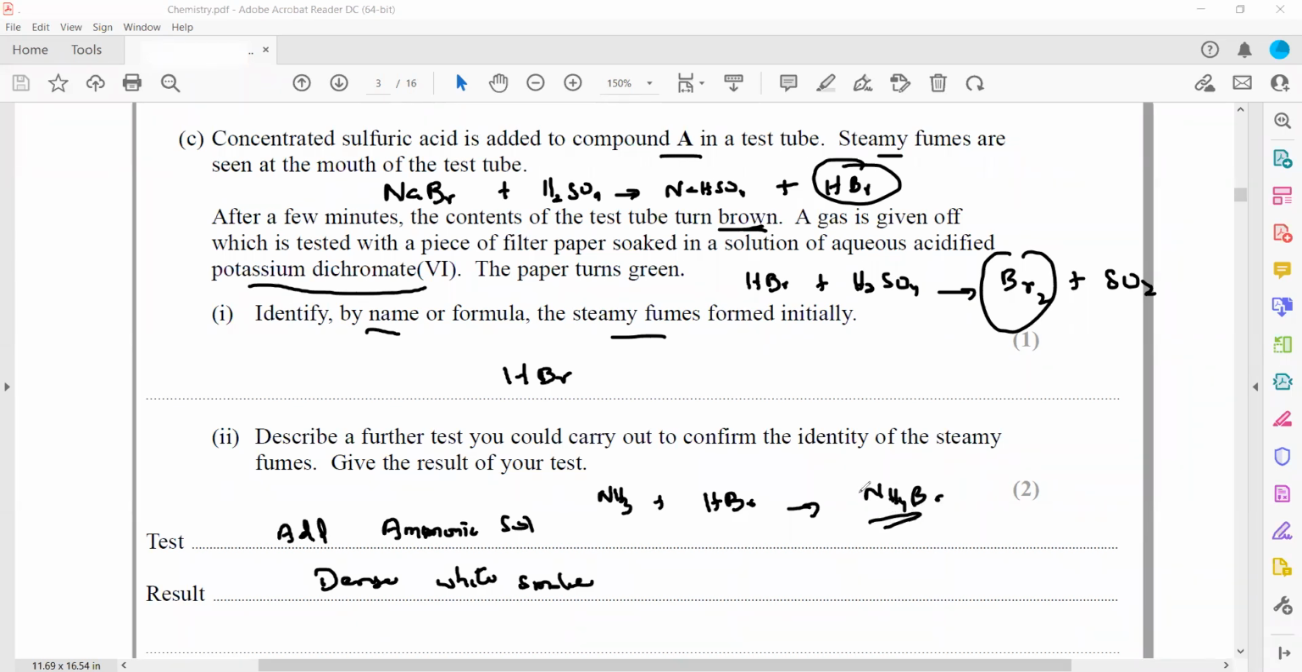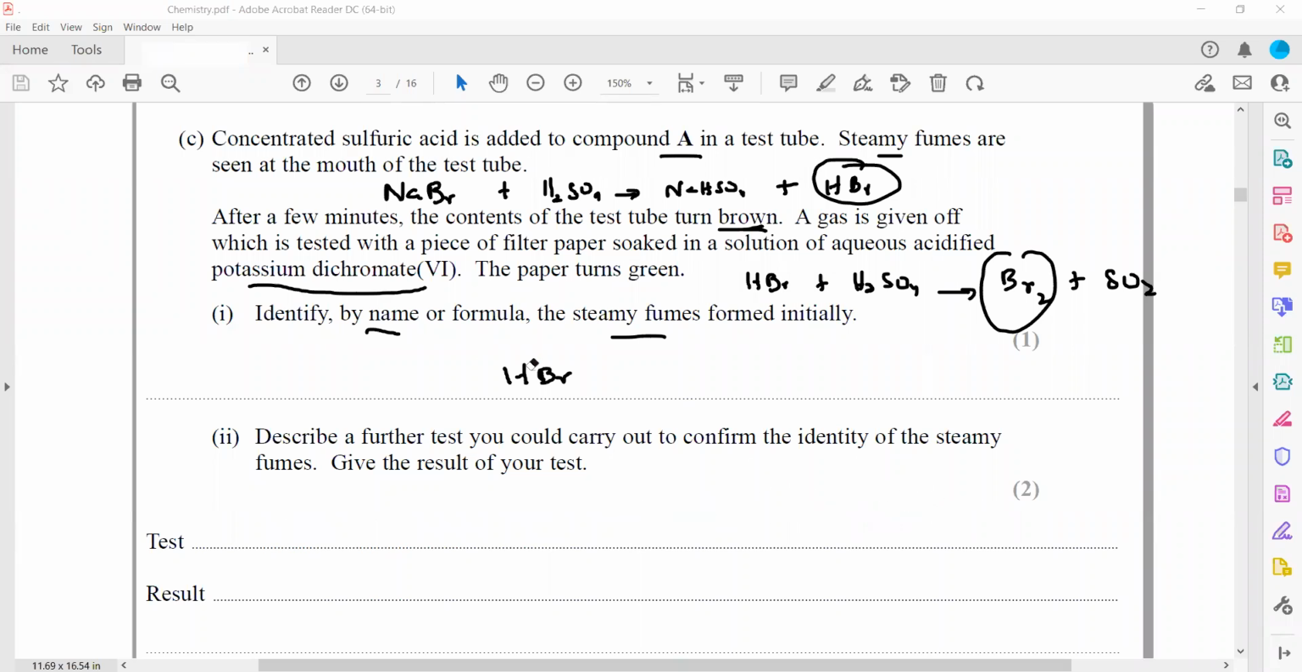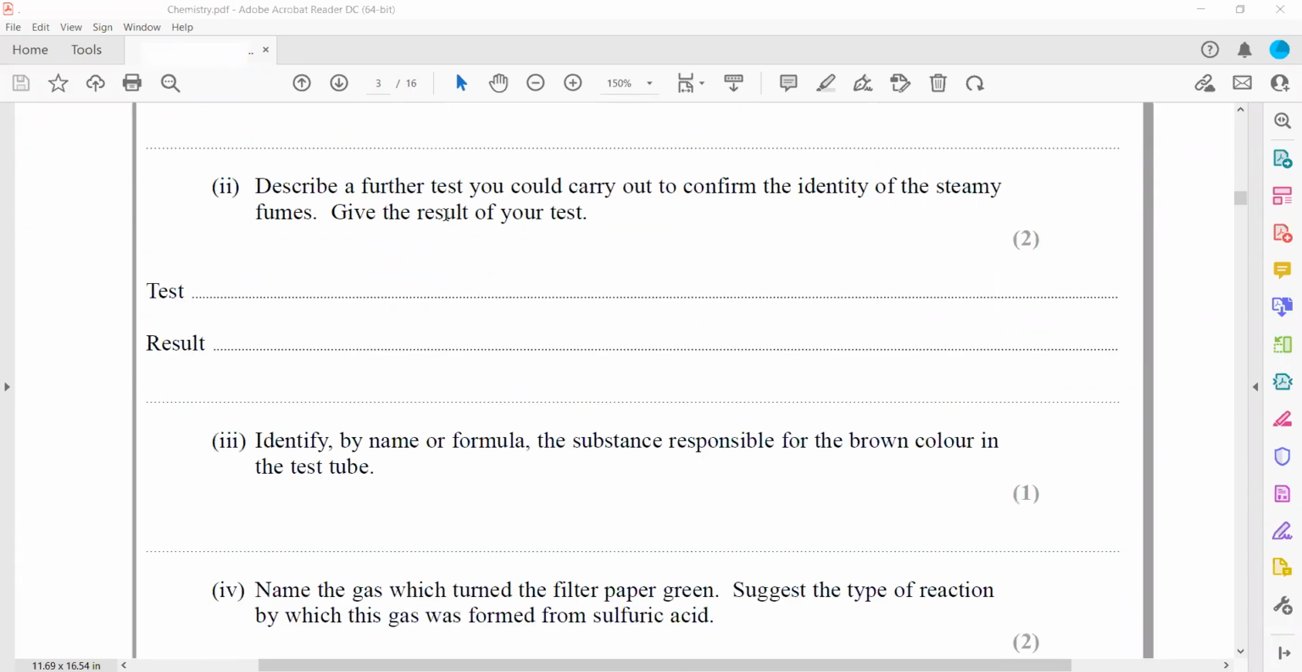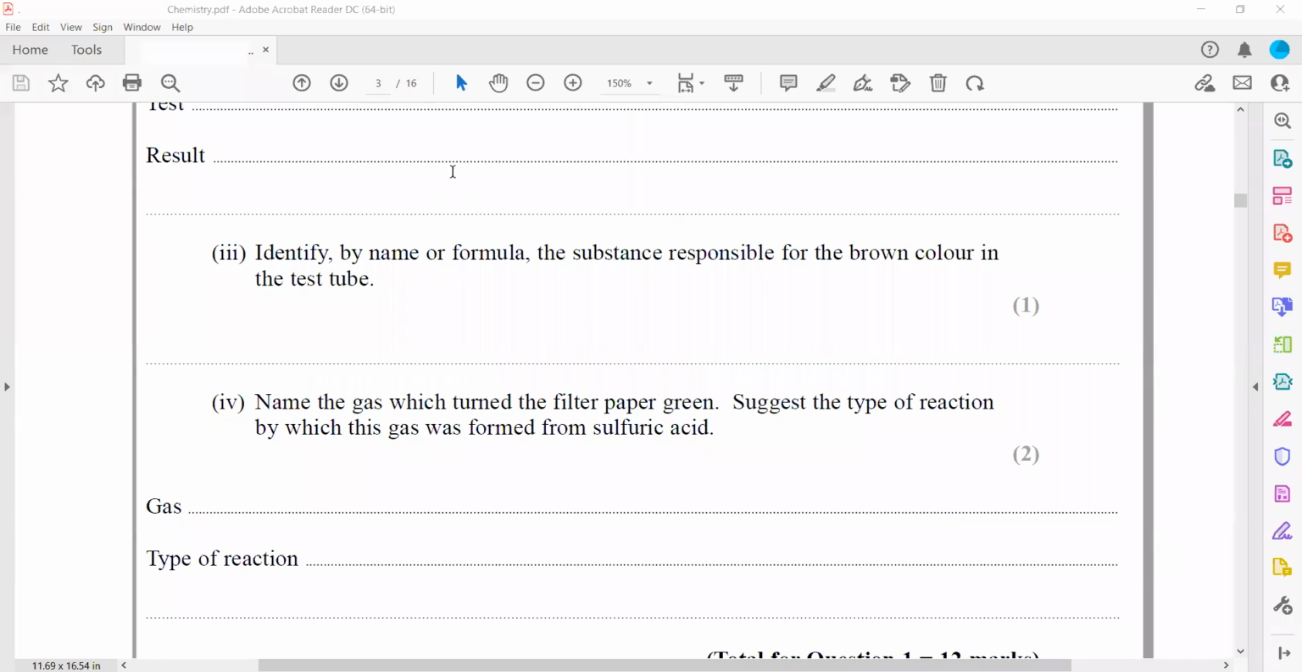So whenever we want to test hydrogen halides, we test in this manner: we can add or use aqueous ammonia, or a bottle of ammonia nearby the test tube which is giving off hydrogen bromide. So we'll observe the dense white smoke formed due to the formation of ammonium halide.